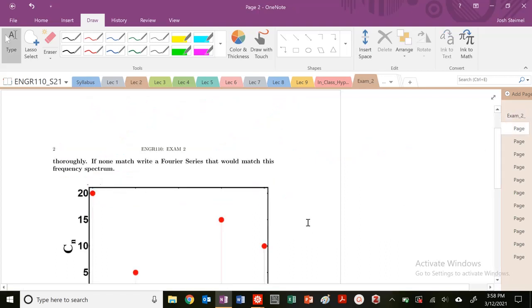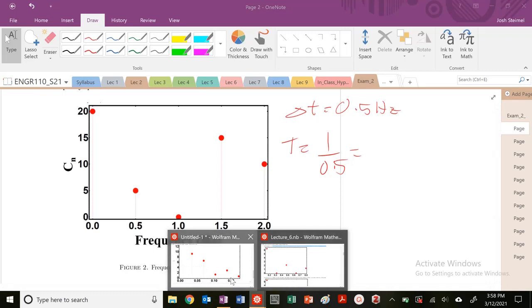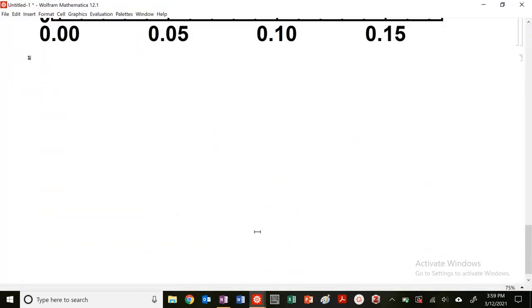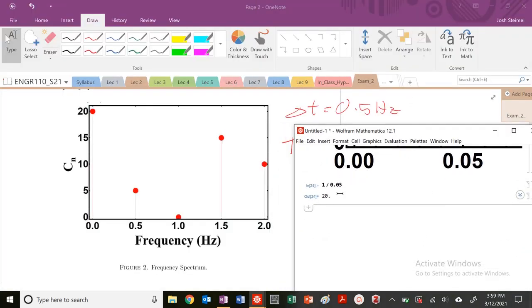So an inverse problem. You know I like to give these. Looking at this problem, I could immediately tell that my delta f is equal to 0.5 hertz. And thus my period is equal to 1 over 0.5, which is going to be equal to, let's pull up Mathematica, 1 divided by 0.5, so 2. The question's not asking for it, but I might ask that question a little bit later.